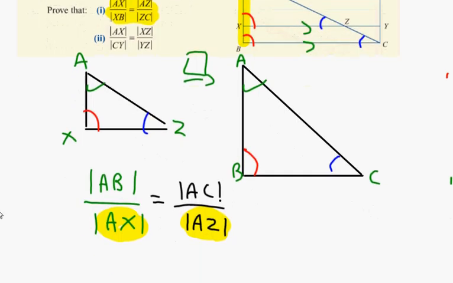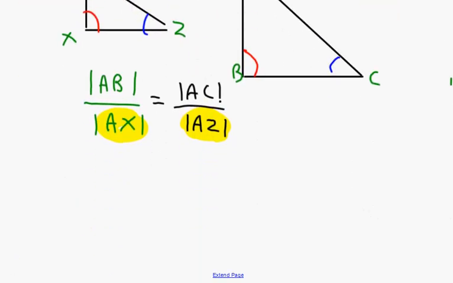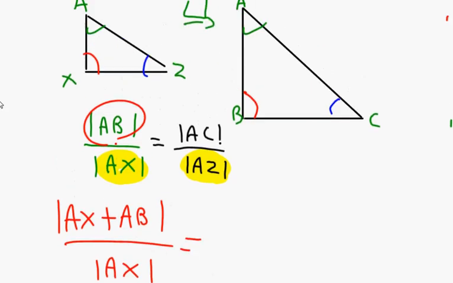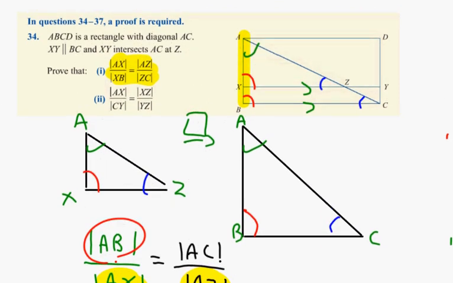So what I do is I change AB, which is here, I change that to AX plus XB. And it's still all over AX. Now, I go to AC, and is there an AC on the top? No, there's not. So what can I do this time?